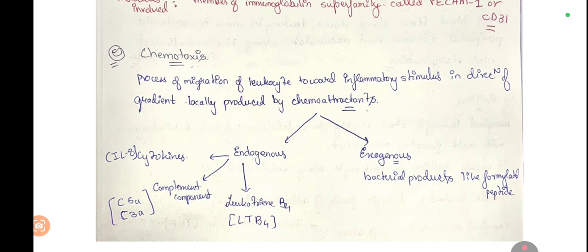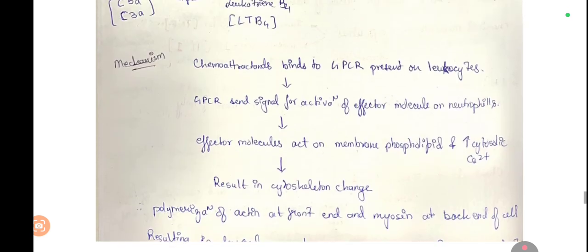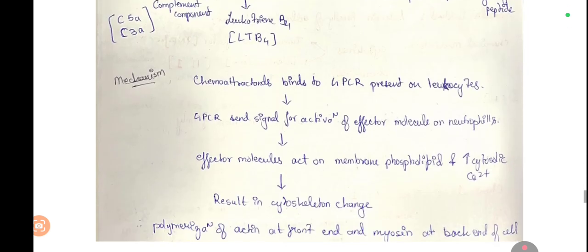Then there is chemotaxis, the process of migration of leukocytes towards the inflammatory stimulus in the direction of a gradient of locally produced chemoattractants. They are of two types: endogenous or exogenous. Endogenous means within the body; exogenous means from outside the body, like bacterial products such as formylated peptides. Endogenous ones are cytokines, interleukin-8, complement components like C5a, C3a, and leukotriene B4. Okay, these are the chemoattractants.